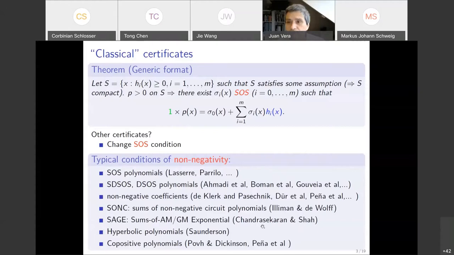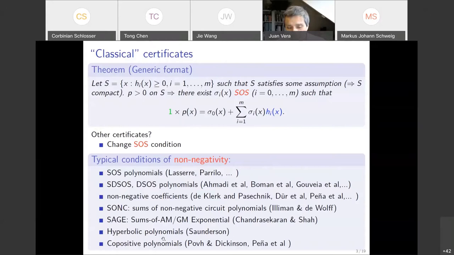We started with the SOS polynomials, sum of squares, and then there is the scaled diagonally dominant and the diagonally dominant SOS. And then also polynomials with non-negative coefficients, like the one in Handelman, and then representations using the SUNC, those are sums of non-negative circuit polynomials, or SAGE, the sums of AM/GM exponentials, or also hyperbolic polynomials. We know that they are non-negative, therefore we can use them to construct this type of representations, or also copositive polynomials.